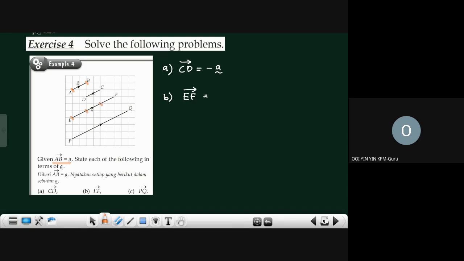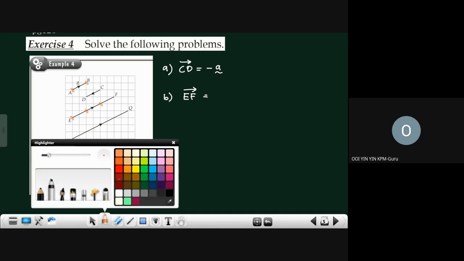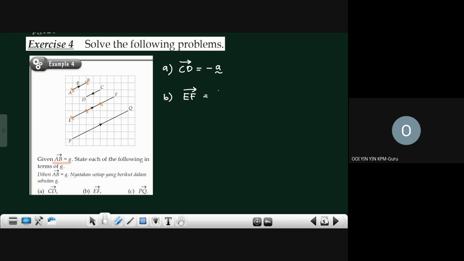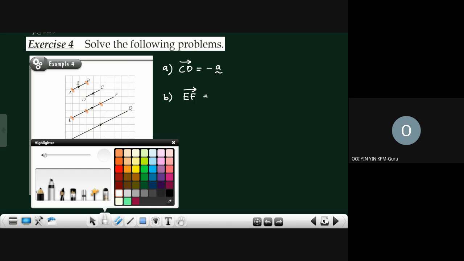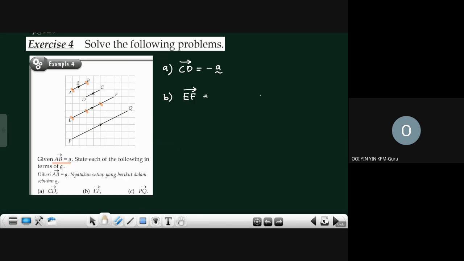So overall, can you see that? 3 units, right? So this one will equal 3A. Sorry, I forgot to change the pen. Okay, 3A, and then the direction, you see, same direction, right? So it's positive. No need to change to negative. Okay, done. And then your C.